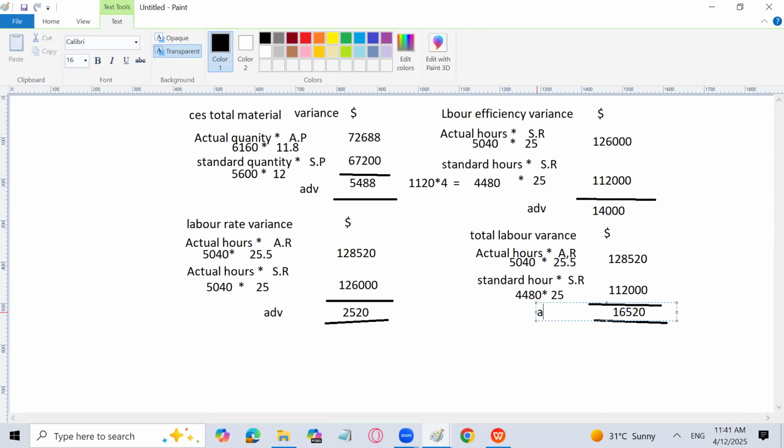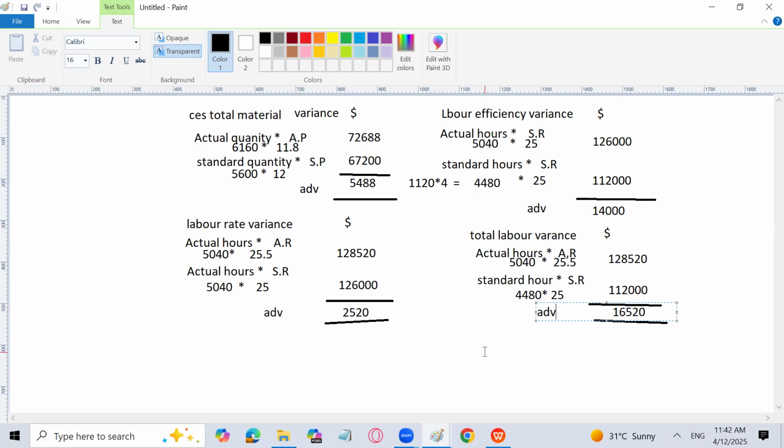Because that is positive, it is an adverse variance. Labor rate variance is adverse, and labor efficiency variance is also adverse. We will add them up: 14,000 plus 2520, that is 16,520. So it will be the same answer. So this is how we are done with material variances and labor variances, all of them.